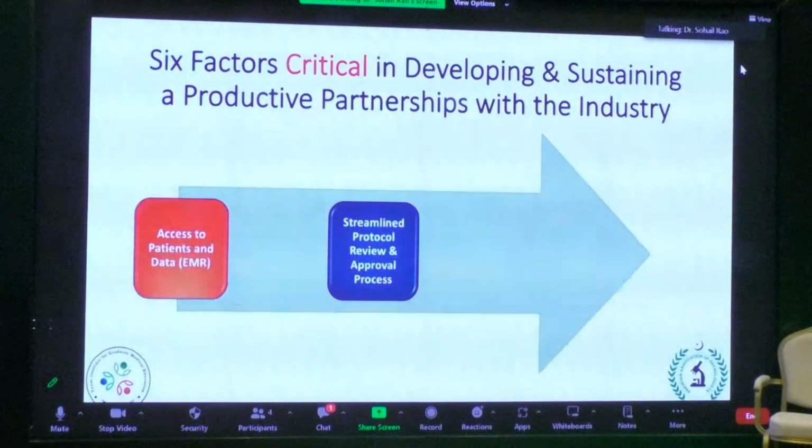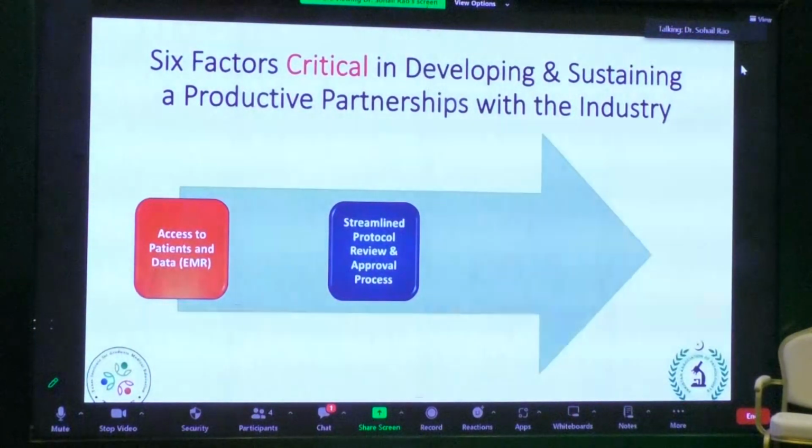The first is that you have to have access to patients and data. You have to have, obviously, EMR, electronic medical record. Majority of the institutions, and you will see that, what I will share with you.